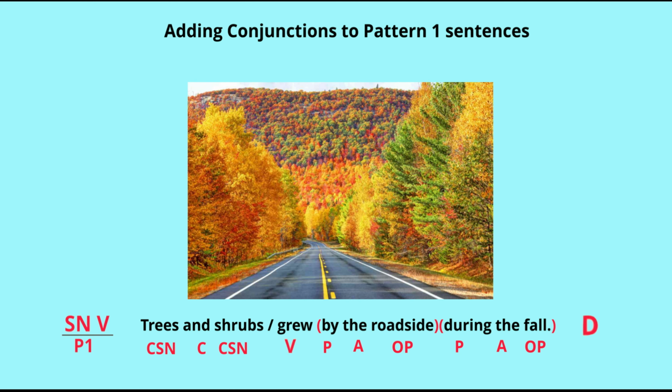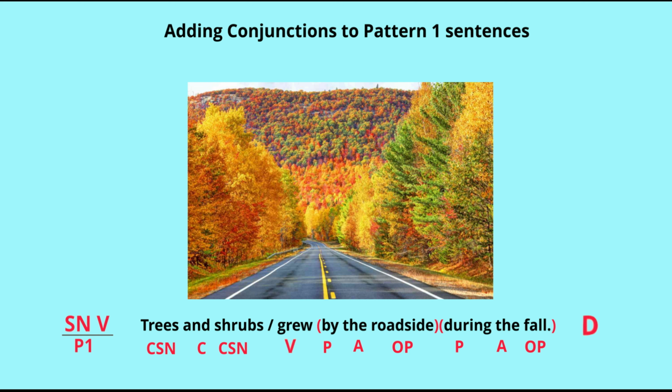Now let's try adding conjunctions to pattern one sentences. Wow, look at those fall colors. They are amazing. Trees and shrubs grew by the roadside during the fall. Trees and shrubs. So we are talking about both trees and shrubs. So trees and shrubs would be compound subject nouns. What is and here? It is a conjunction. We have talked about conjunctions, right? Fanboys. Do you remember that? Good. Trees and shrubs grew. So what are we telling about the trees and shrubs? They grew, right? The action is grew. So grew is the verb.